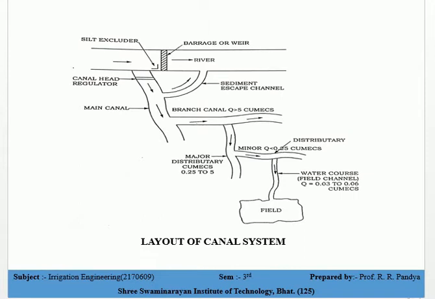You can see in the figure that here is the river, this is the main river. You can see here the barrage or weir, which is used to regulate the height of this water storage. On the other side is a silt excluder. Whenever you use this head barrier or weir, we have to use the silt excluder also, because the water will flow and suddenly be stored here, so the silt will settle down at that place. It is very necessary to remove the silt.